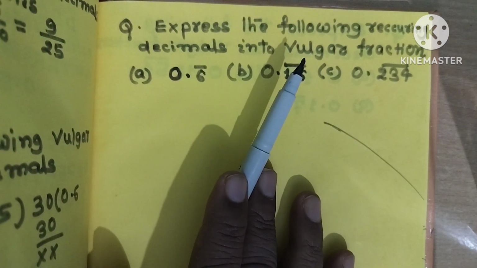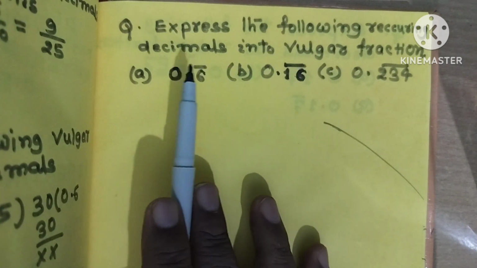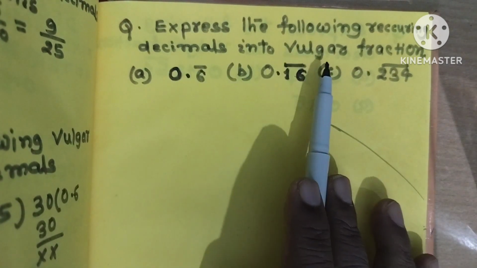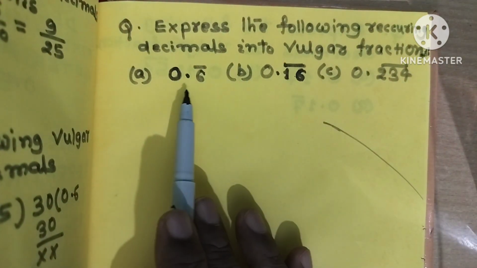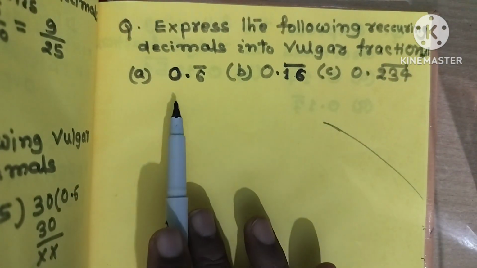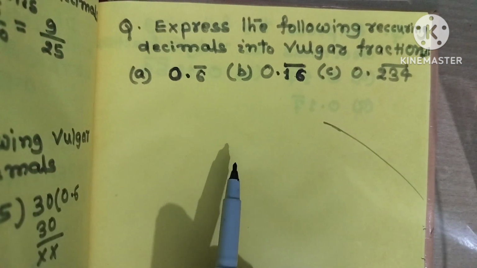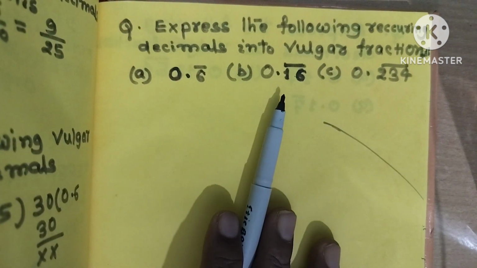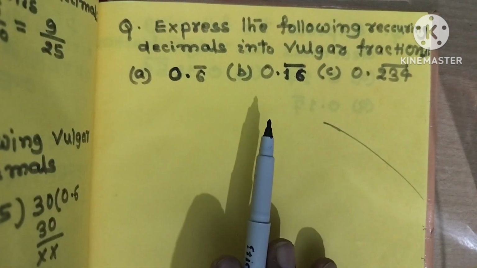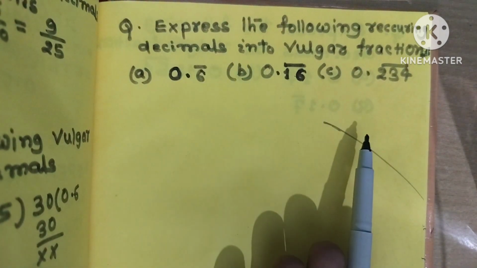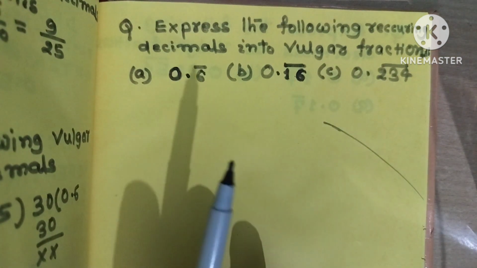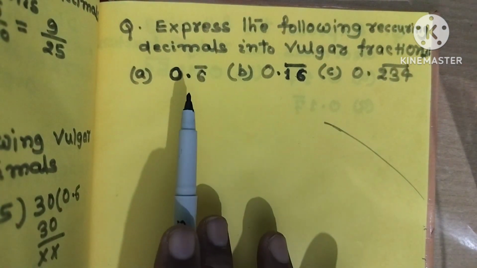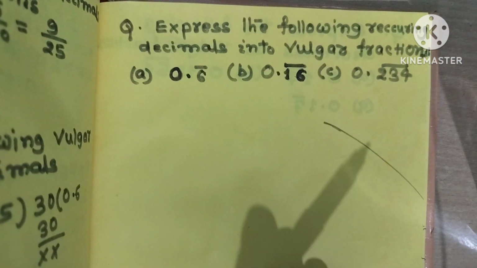Express the following recurring decimals into vulgar fractions. Here are some recurring decimals given. We have to change these recurring decimals to vulgar fractions. First of all, we see how to change these recurring decimals to vulgar fraction.